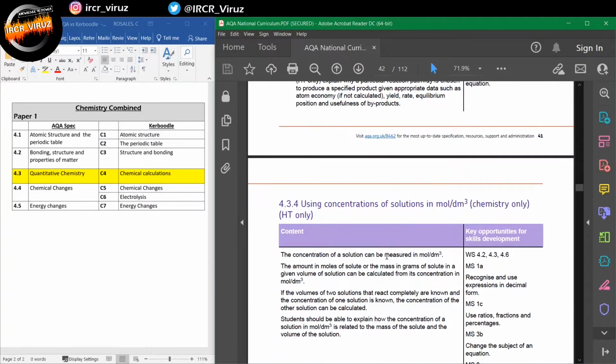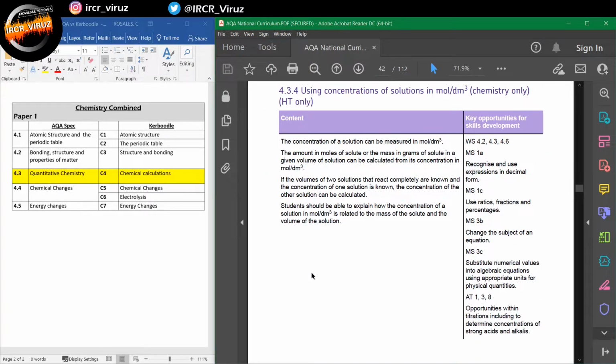Then we're using concentration of solutions in moles per decimeter cubed. This is for higher only as well. You need to familiarize yourself with how to dilute a substance. Make sure that you understand what concentration is and how much a dilution is going to affect the concentration of the specific substance they have asked you to dilute. Make sure you understand volume measurements, decimeter cubes, and so on. And that's about it on that.